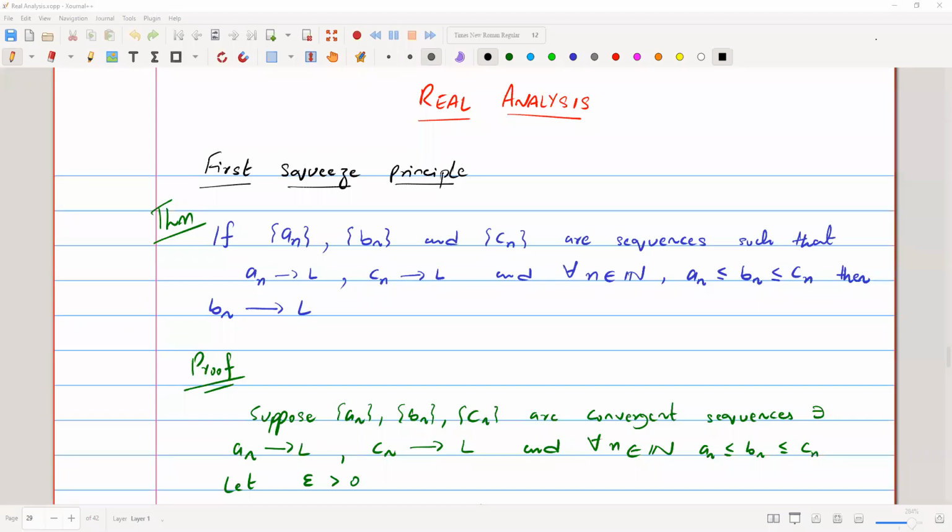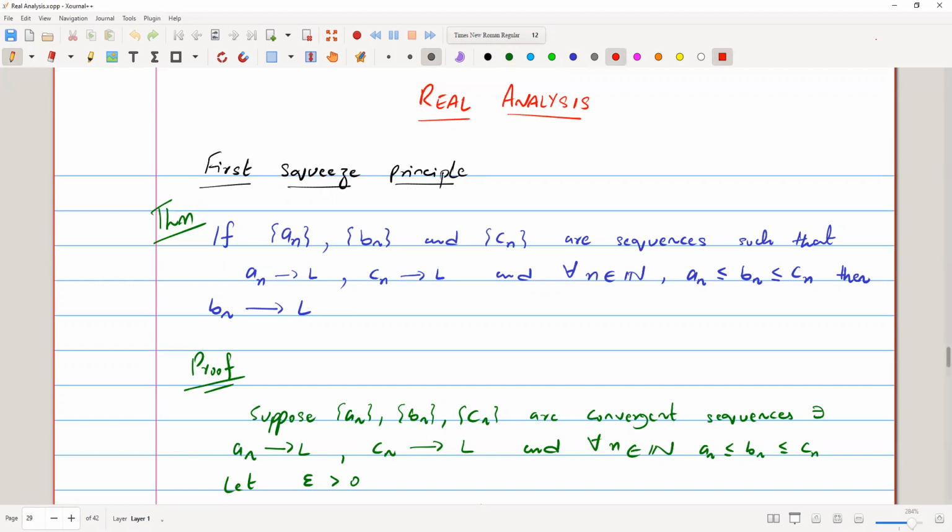Hi and welcome to a lesson of real analysis, and today we are going to discuss some more topics on real analysis. So we were doing the chapter on sequences, and we talked about convergent sequences, and we took some examples and some theorems on convergent sequences.